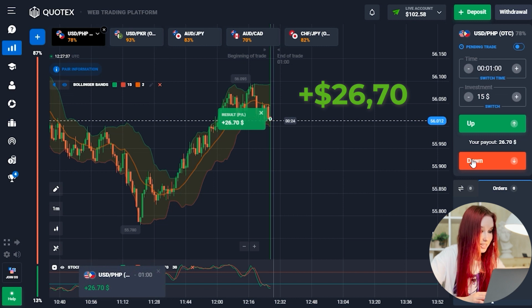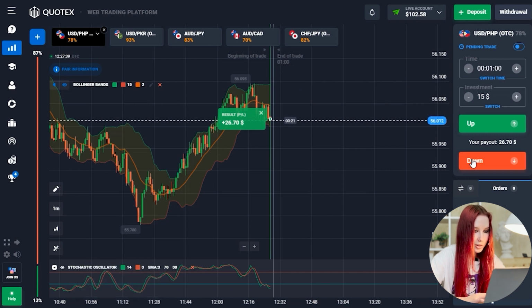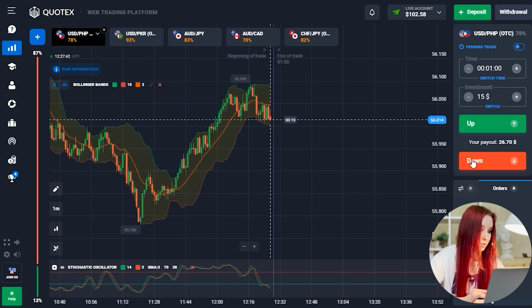Excellent result. As you can see, I managed to predict the price movement, and my balance is $100 already.